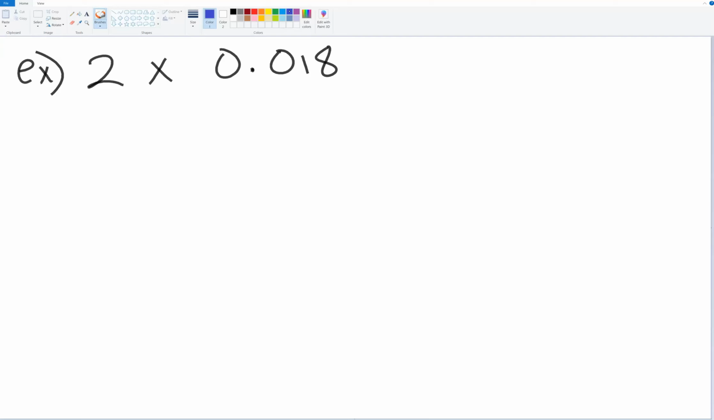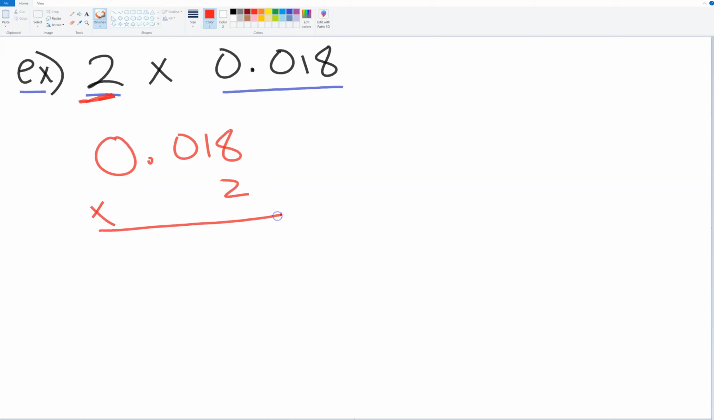So if you have an example like this, and it's 2 times 0.018, the first thing you're going to do is the one with the decimal, you're going to write on the top. And then the one without the decimal, you're going to write right under it. You do not have to move it over. You do not have to do anything fancy. All you're going to do now is multiply.